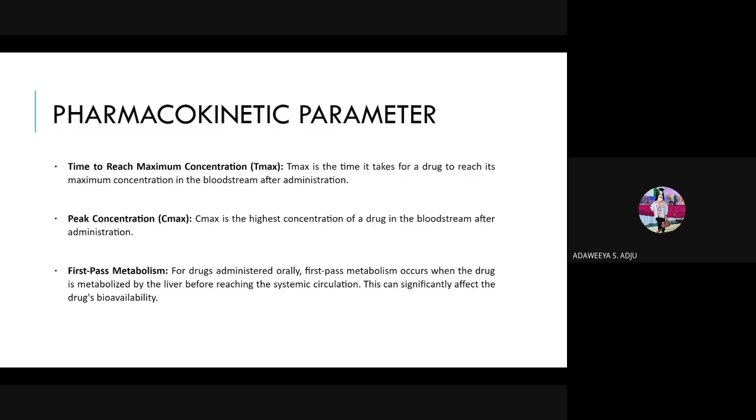These parameters are determined through pharmacokinetic studies, which involve collecting blood samples at various time points after drug administration, and then using mathematical modeling to calculate these values. Pharmacokinetic parameters are also important for us to understand how drugs behave in the body, to optimize dosing regimens, to predict drug interactions, and to ensure the efficacy and safety of our medications.